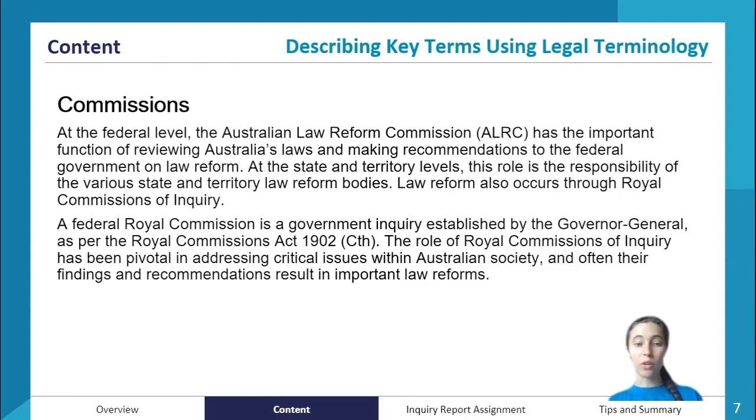Now, law reform also occurs through royal commissions of inquiry, and we'll have a look at those in more detail. A royal commission is a government inquiry, and it's established by the Governor-General, and the role of these inquiries is really important to address the key issues that are current in Australian society. Oftentimes the findings and the recommendations that result end up producing some important law reforms. We'll have a look at some examples today of different law reform royal commissions that have occurred, but different big events that have happened often result in a royal commission.